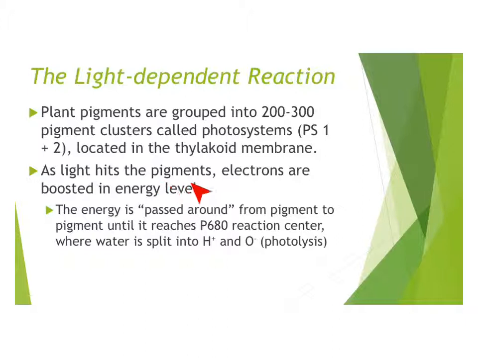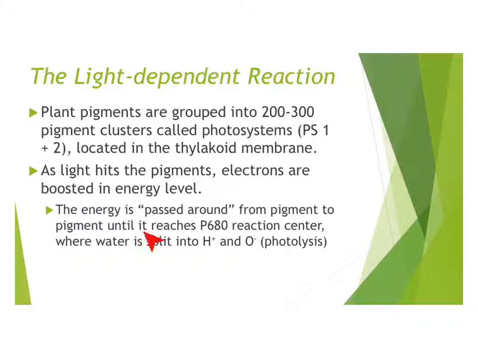As light hits the pigments, the energy from the sunlight makes electrons boost up in energy level. So they're going to jump in energy level, and I know you know what that is because you've had chemistry. The energy then is going to be passed around from pigment to pigment, boosting up these electrons until it reaches a specific reaction center, a specific photosystem called a reaction center, and it's called P680 because its maximum absorption is at 680 nanometers. That's exactly the kind of pigment it is.